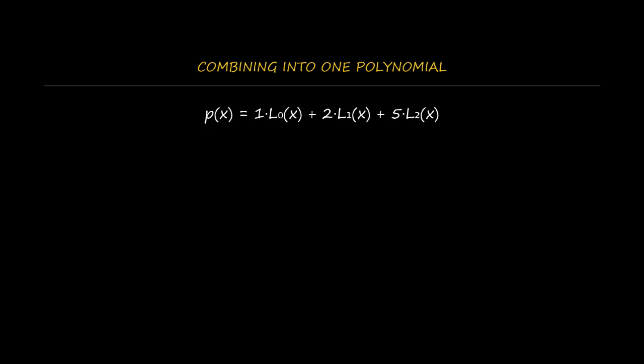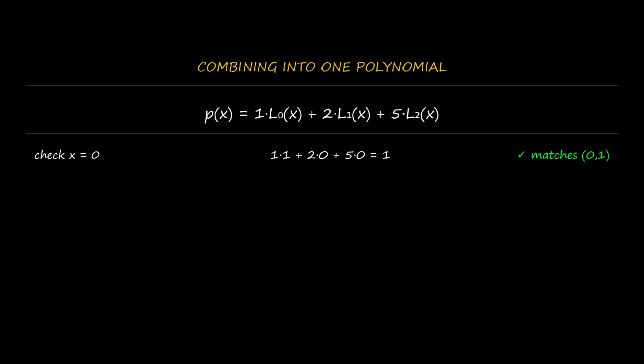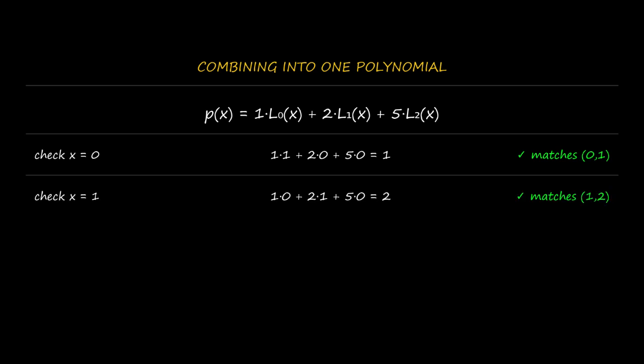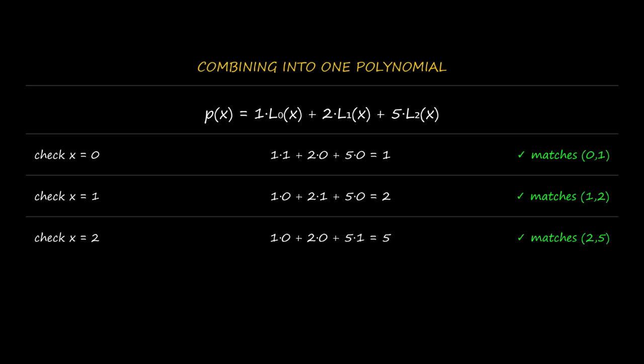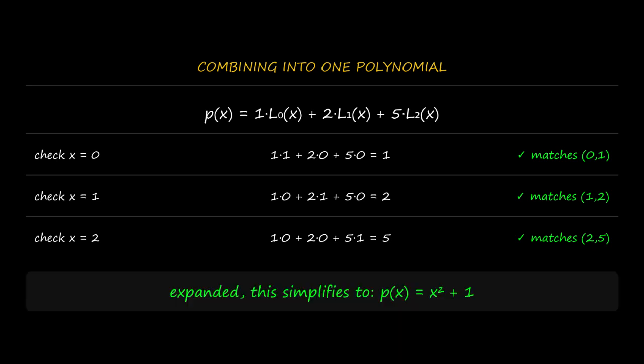Now we combine all three basis polynomials, each scaled by its point's y value, and add them together. P of x equals 1 times L sub 0 plus 2 times L sub 1 plus 5 times L sub 2. Check x equals 0. Only L sub 0 turns on, giving 1. Matches. Check x equals 1. Only L sub 1 turns on, giving 2. Matches. Checking x equals 2. Only L sub 2 turns on, giving 5. Matches. Expanded out, this whole thing simplifies to P of x equals x squared plus 1.